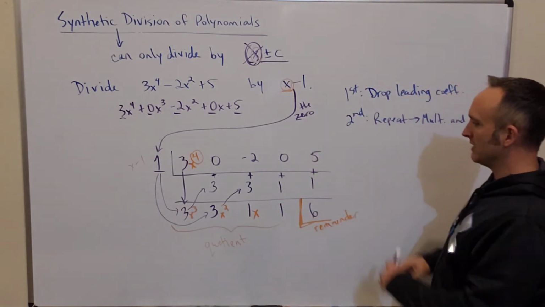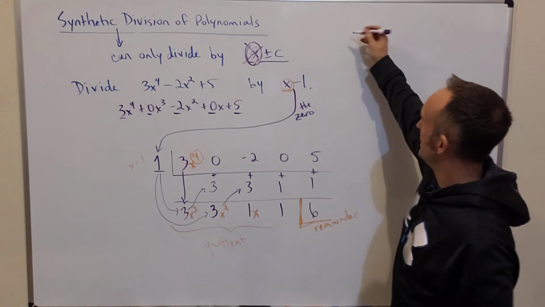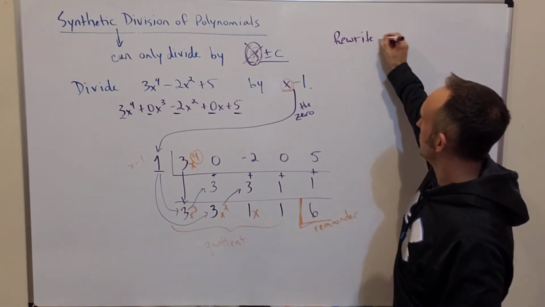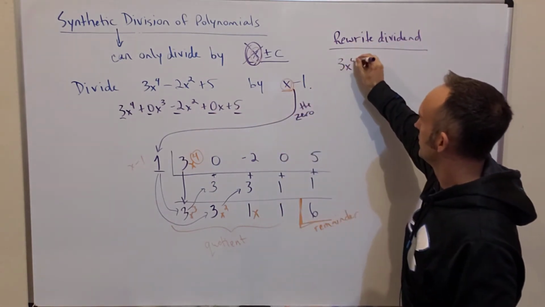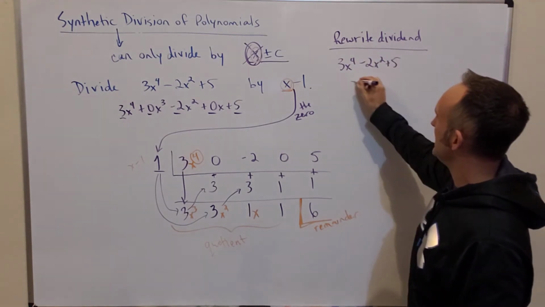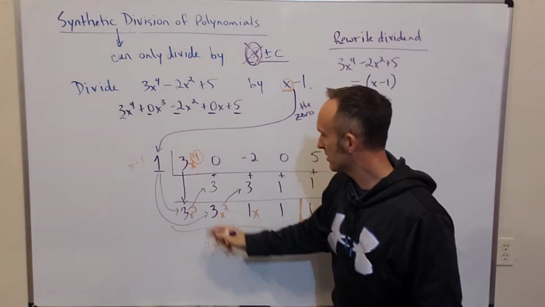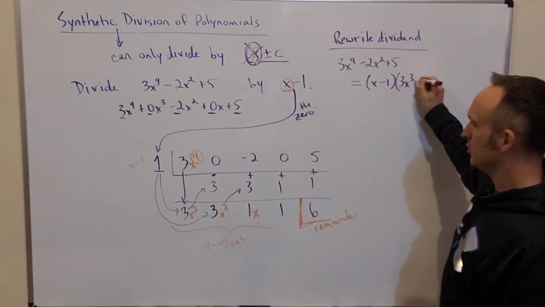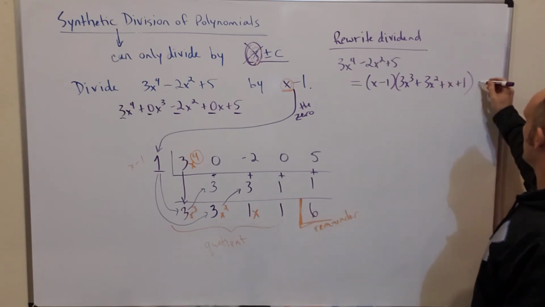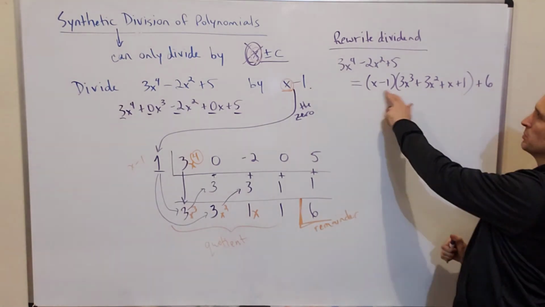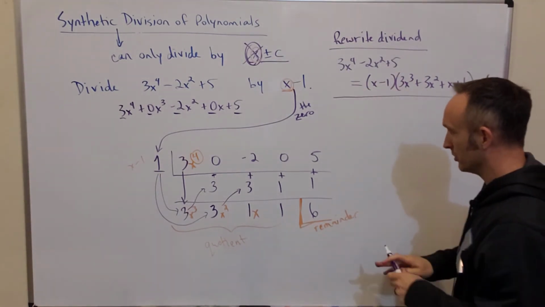How could you write the meaning of this now? You've got a couple ways you could write the meaning of this. One way you could write the meaning is you could rewrite the dividend. So in this case, 3x to the 4th minus 2x squared plus 5 equals, when we divided it by x minus 1, x minus 1 times the quotient, 3x cubed plus 3x squared plus x plus 1, plus the remainder of 6. So if you multiplied out these two polynomials and added 6, you should get the original dividend back. So that's one way to interpret the result.